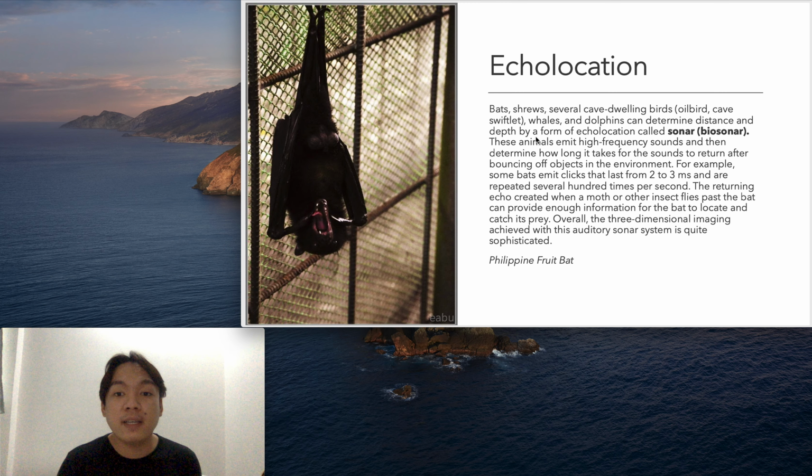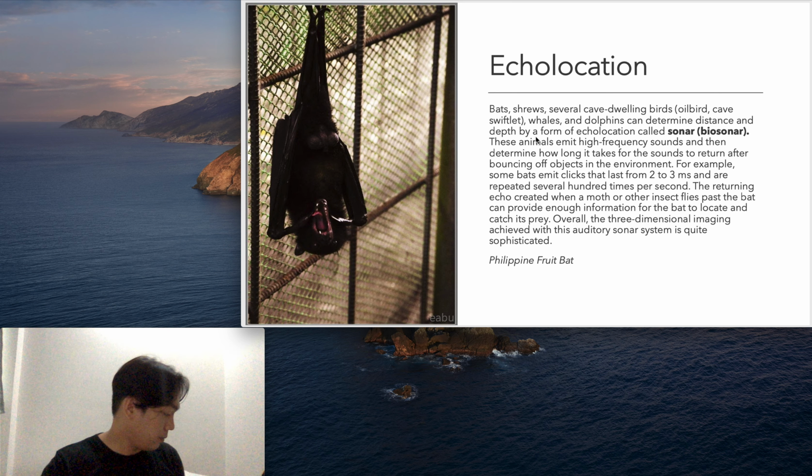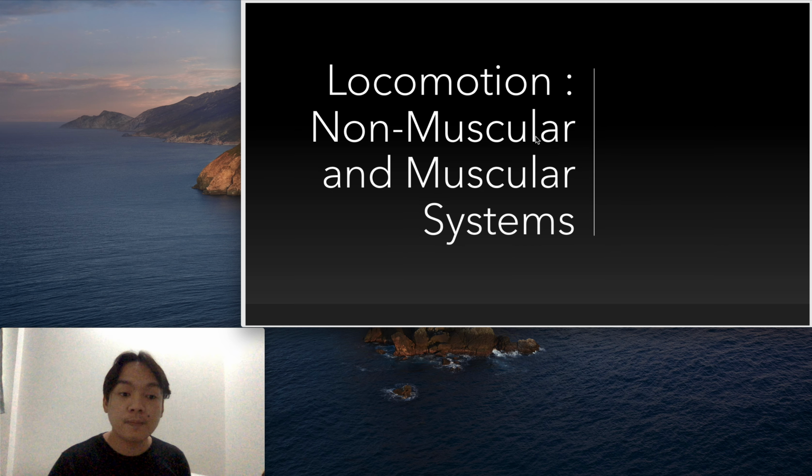Also, some mammals have echolocation. They use the distance and depth of sound waves, using this biosonar. They emit high frequency sounds, like bats, and then determine how long it takes for the sound to return after bouncing off objects in the environment. So they use this to locate things using sound waves. So we have locomotion for non-muscular and muscular systems.